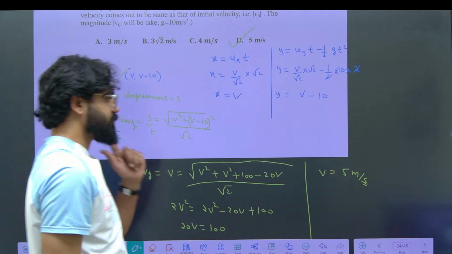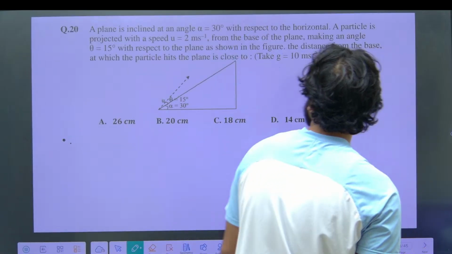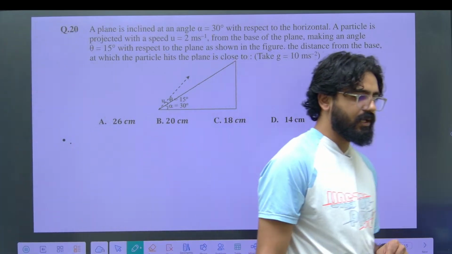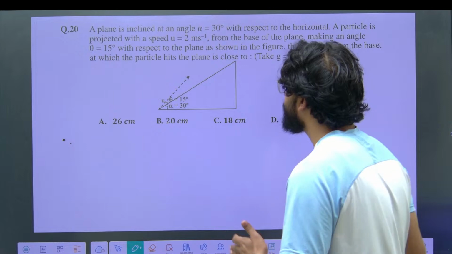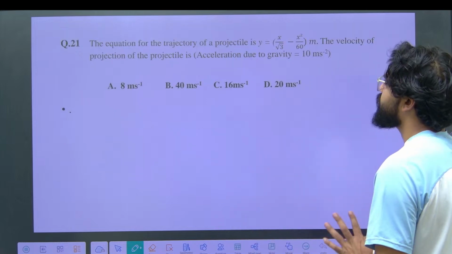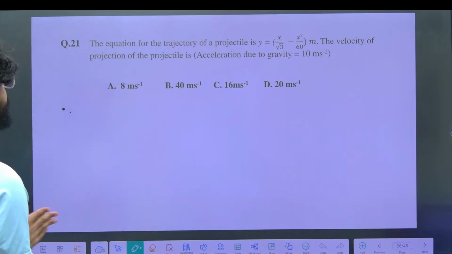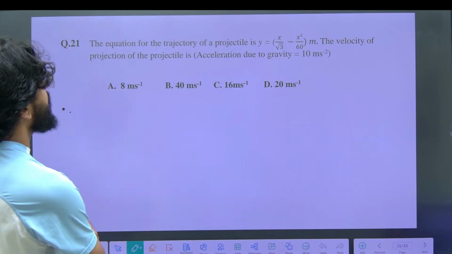Let's move on. Question number 20, it is an inclined plane thing. Okay, yes, we will deal with it later. Question number 21. The equation of trajectory of a projectile is this.